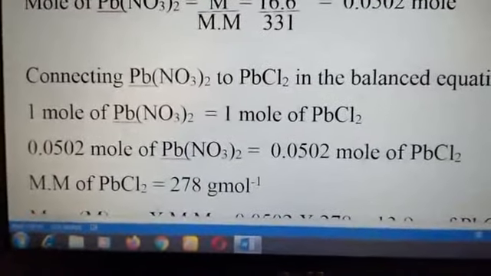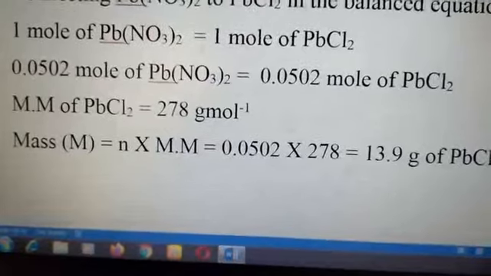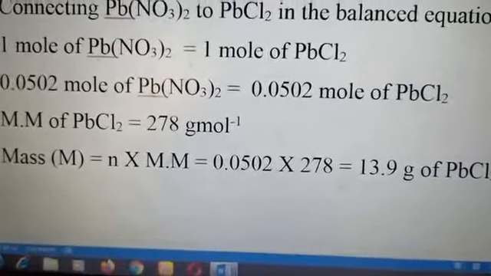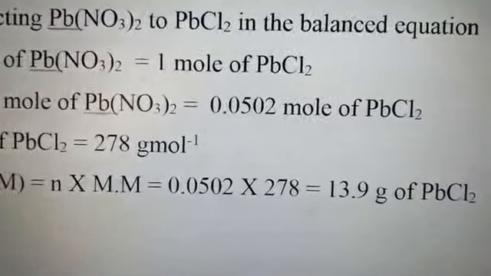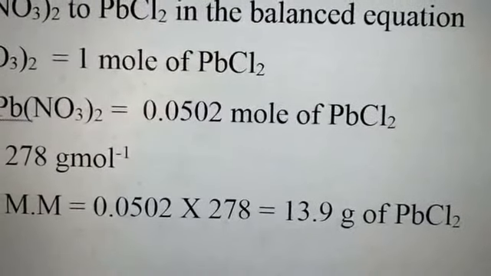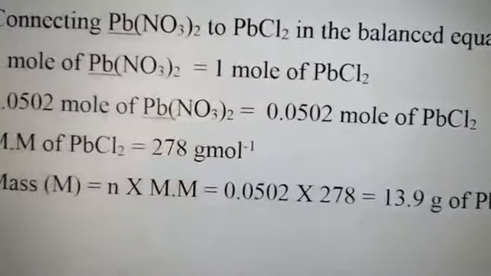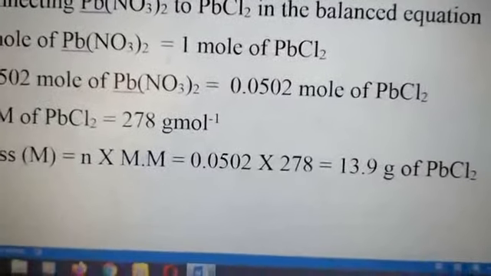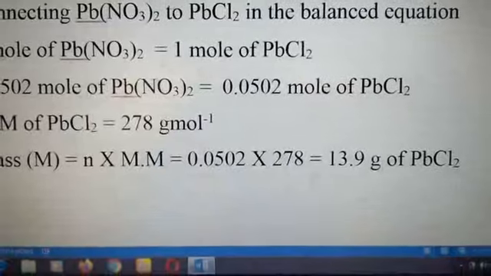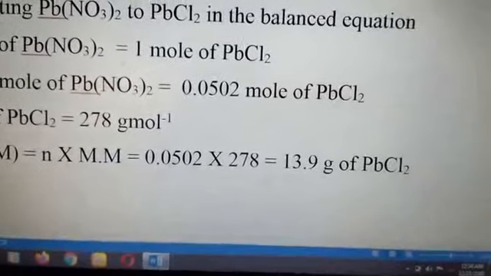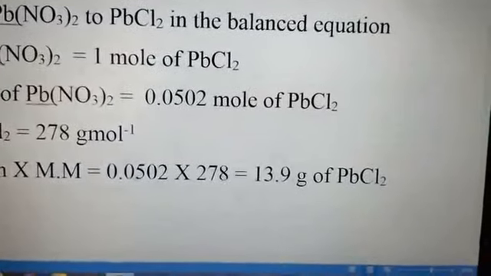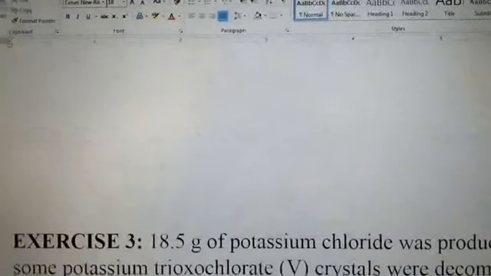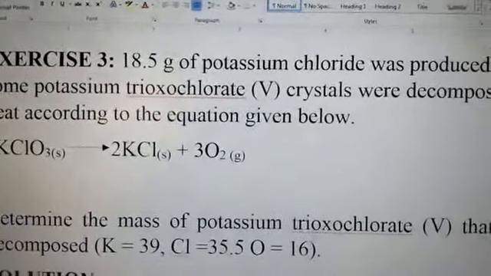The molar mass of lead 2 chloride was calculated before as 278 grams per mole. But since we're looking for mass, we have to change this 0.0502 mole of lead chloride to mass, using mass equals mole times molar mass, which is 0.0502 times 278. And we'll still get the same 13.9 grams of lead 2 chloride, the same answer. Okay, going to exercise 3.